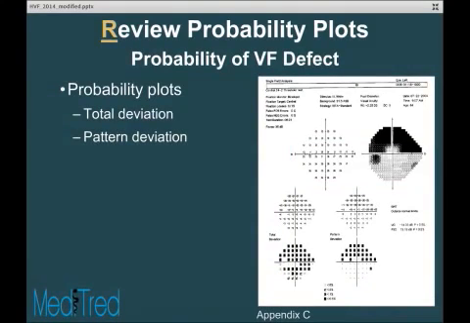Of the two probability plots at the bottom, the left is the total deviation and the right is the pattern deviation. The total deviation shows deviations at each test point from age-matched controls. The pattern deviation removes any generalized depression from the field, such as might be seen with cataract, to highlight patterns of visual field loss that are more focal.